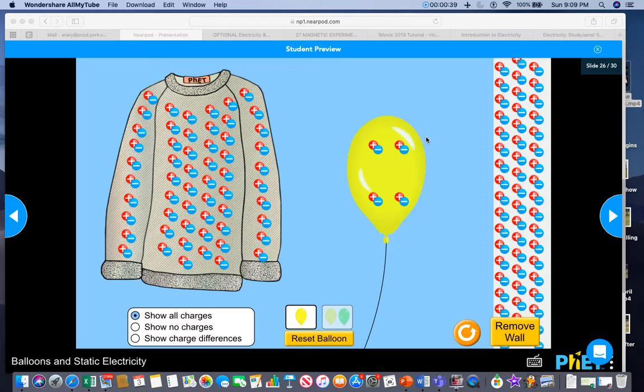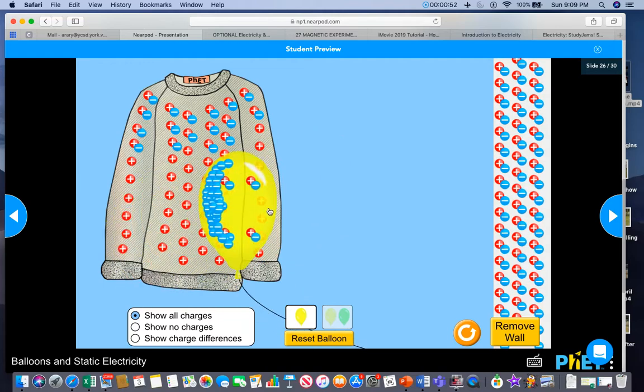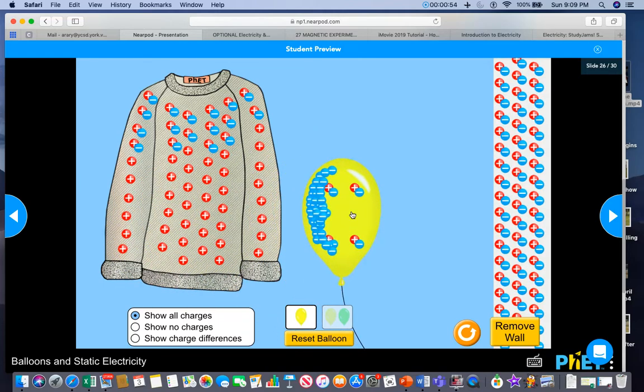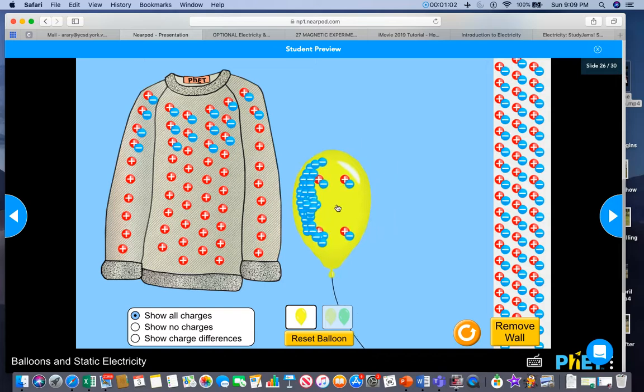But let's see what happens. If I bring the balloon near the wall, I'm going to drag it over there. Did anything happen? No. But I'm going to bring it near the sweater. I'm going to rub the balloon across the sweater. What happened? Look at it. I used friction to charge the balloon.